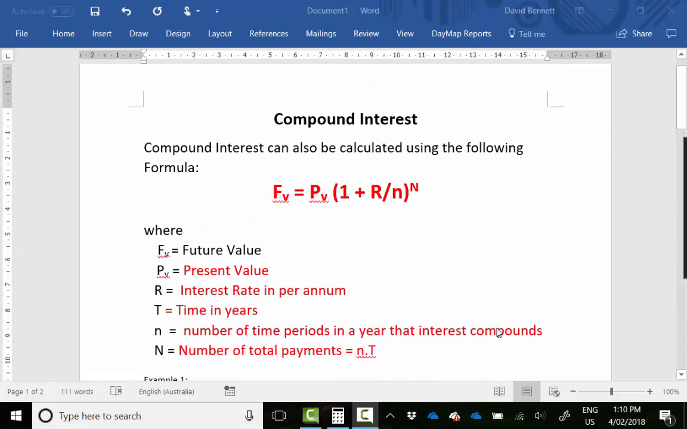I'm just going to go through today in this video some work on compound interest.